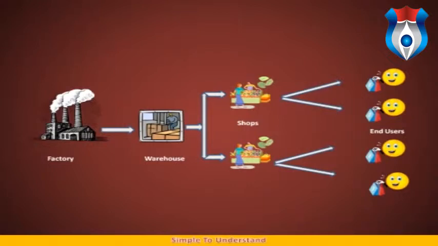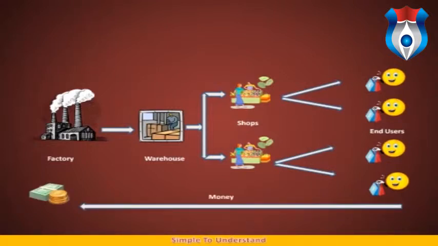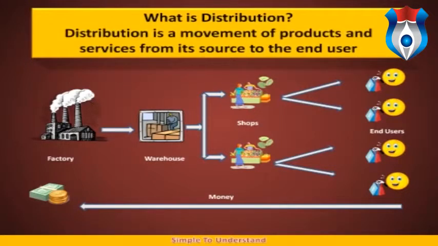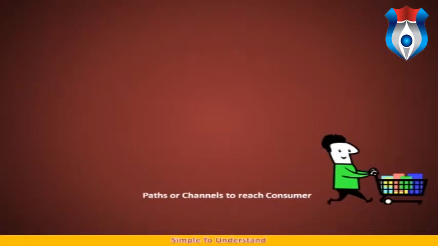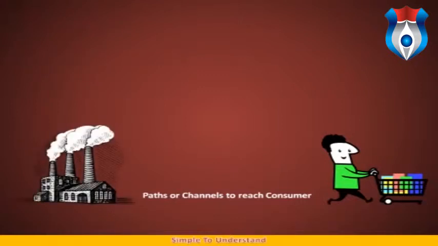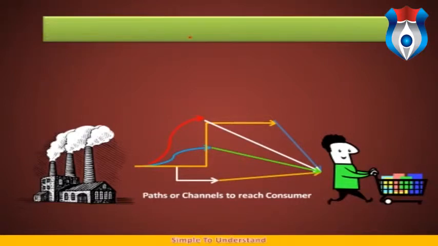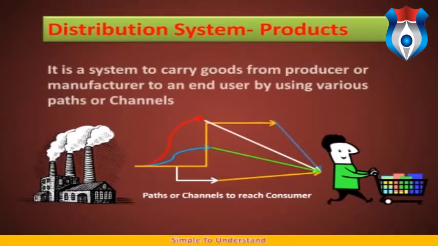Once the consumer buys that product, he pays back to a retailer and the money goes back to factory. So once again, what is distribution? Distribution is a movement of products and services from its source to the end user. Now let's understand this. When the products are produced in the factory, these products are taken to end user through some channels or paths. And there are various paths to reach a consumer. Now this is called distribution system. So what is distribution system? It is a system to carry goods from producer or manufacturer to an end user by using various paths or channels.